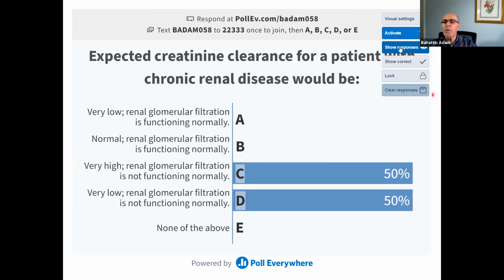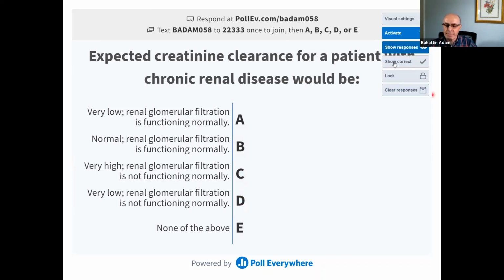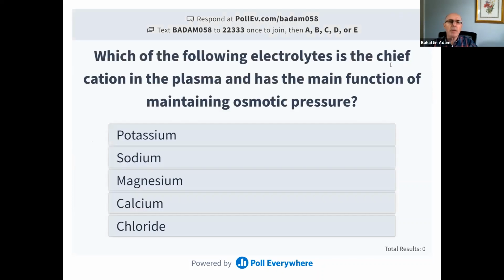Good. Not bad. Which of the following electrolytes is the chief cation in plasma and has the main function of maintaining osmotic pressure?